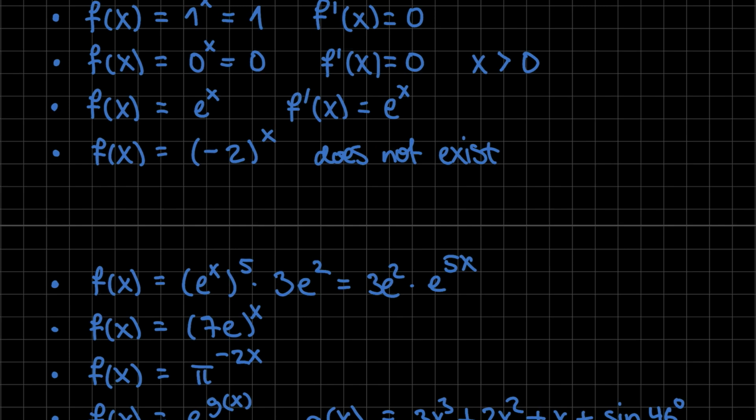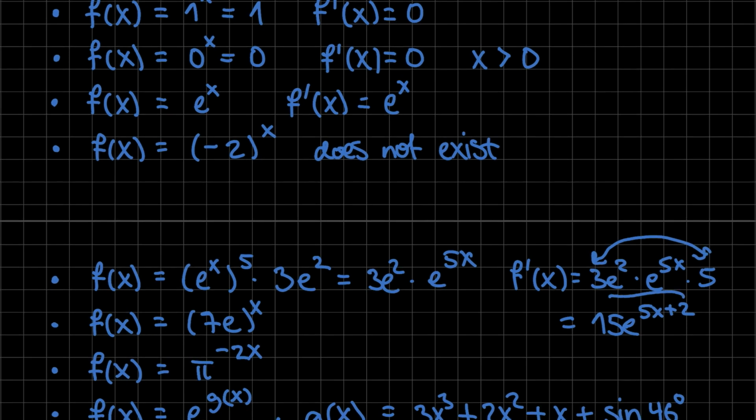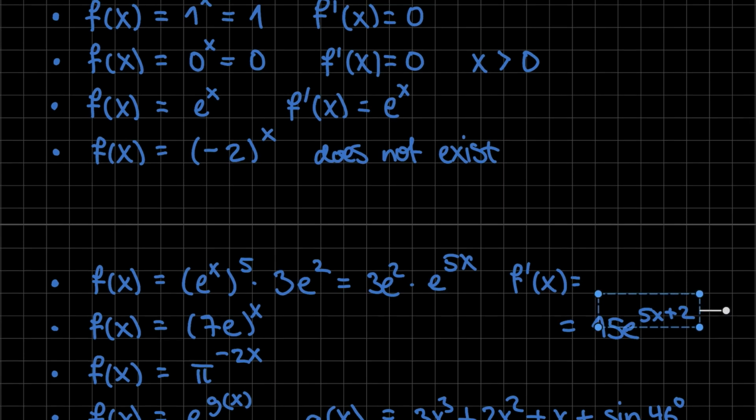And so now if we were to take the derivative of this, we'd get f dashed of x equals the constant 3e squared times e to the 5x times the internal derivative 5. The derivative of 5x is 5. And this is going to be 15e to the power of 5x plus 2. So I'm multiplying the 3 and the 5, and I'm using exponent laws since we have the same base over here. So I'm going to delete this and write it on top. So the derivative is 15e to the power of 5x plus 2.